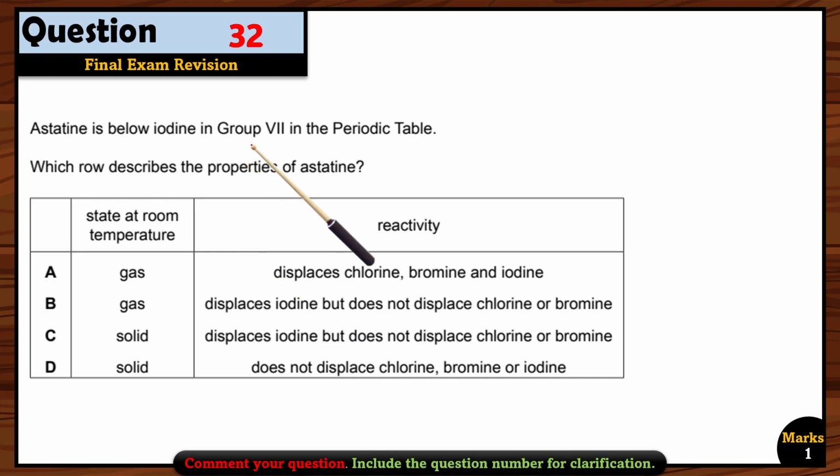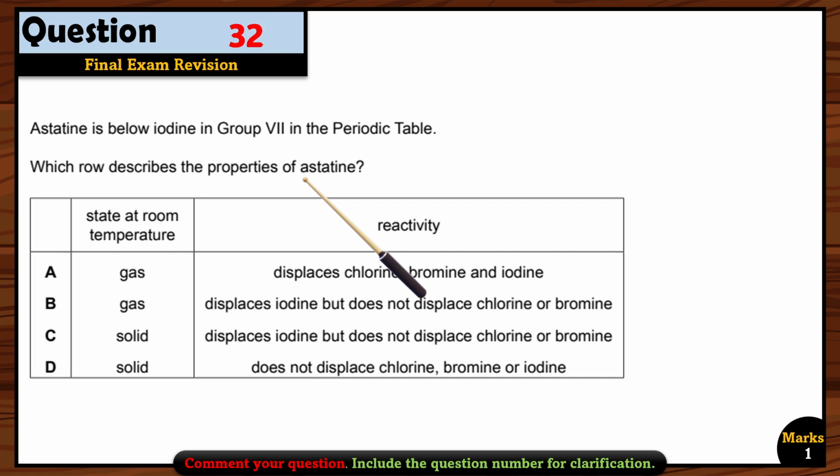Let's see question 32. Astatine is below iodine in group 7 in the periodic table. Which row describes the properties of astatine? So to predict the properties of astatine, you must know the properties of group 7 elements, okay? They are asking about the state at room temperature. The state at room temperature for the group 7 elements actually changes down the group. For example, from gas they will change slowly to solid, okay?